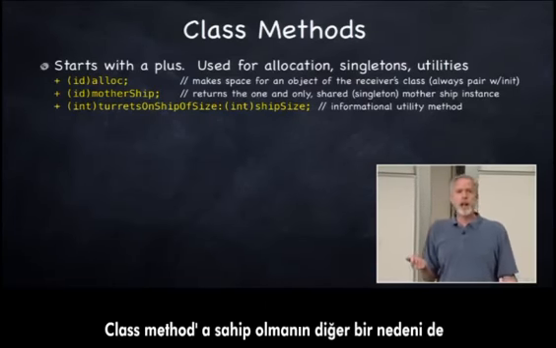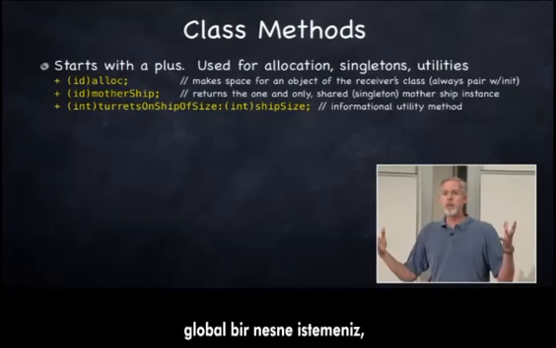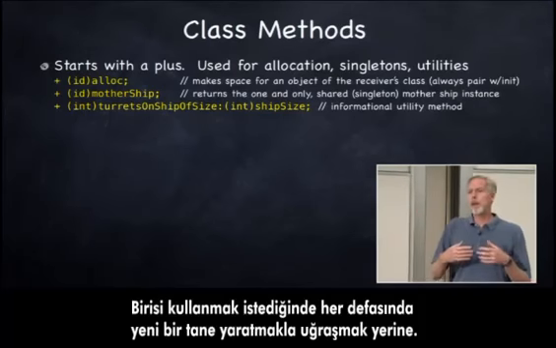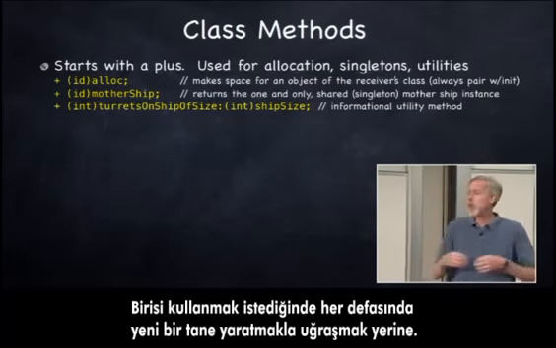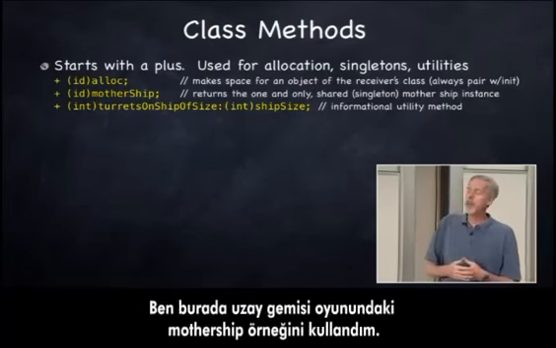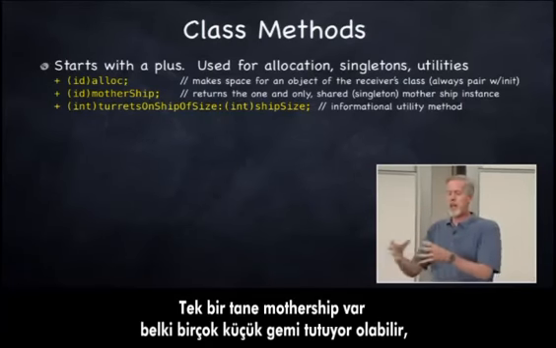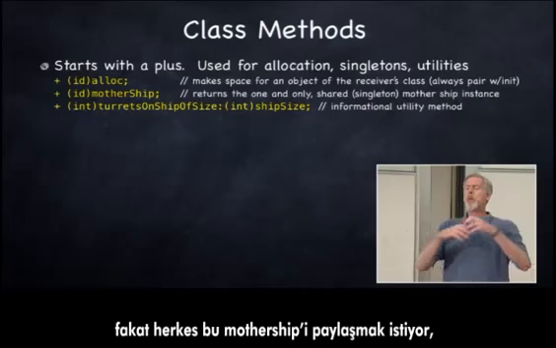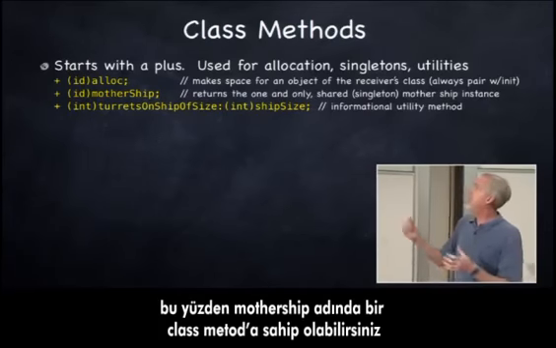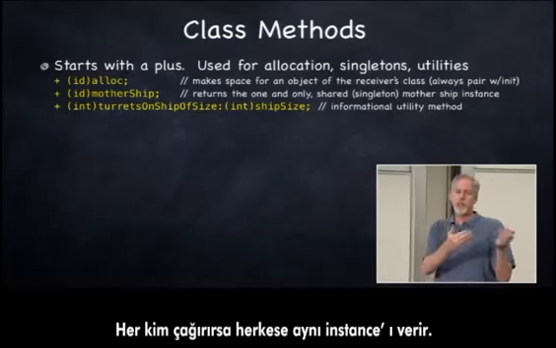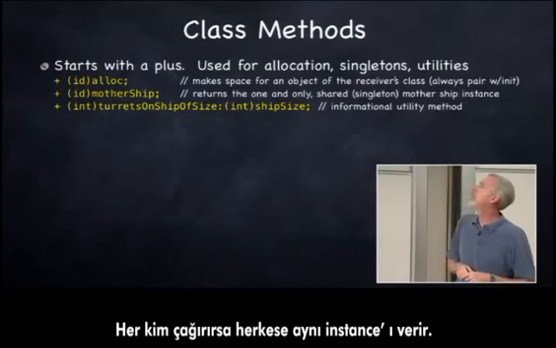Another reason to have a class method is you want some global object. Okay? An object that's going to be shared throughout your whole program. So you don't want to create a new one every time someone wants to use it. You want to have a shared one. So I've used the example here in a spaceship game of the mothership. There's only one mothership. You might be allocating a lot of little ships, but everybody wants to share this one mothership. So you might have a class method called mothership, and it'll give you that one instance. It gives everyone the same instance who calls it.